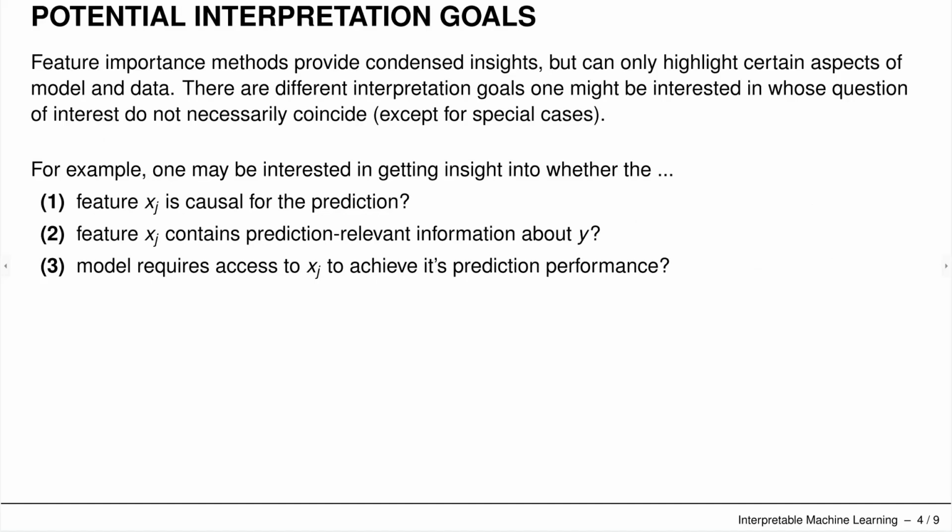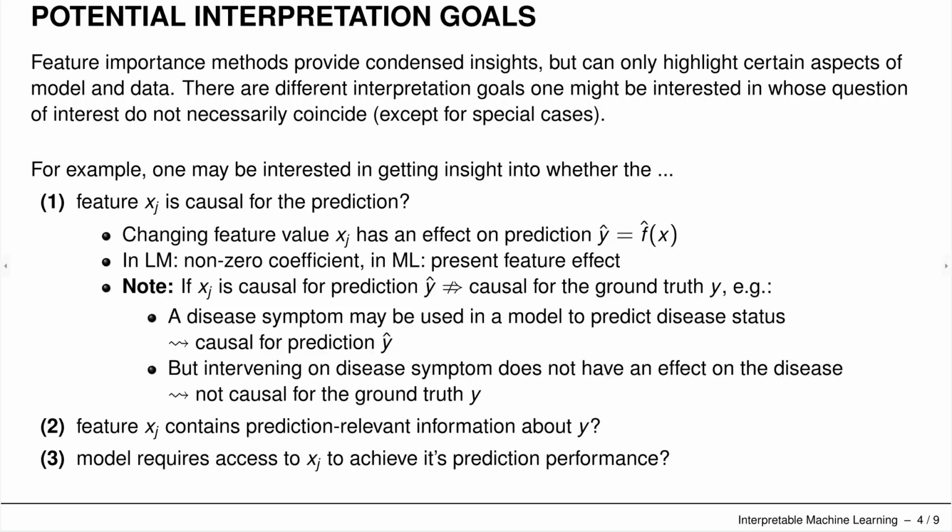So in more detail, we'll talk about 3 different interpretation goals. The first one: is the feature xj causal for the prediction? The second: does the feature contain prediction-relevant information about y, the true target? Or third: does the model require access to xj to achieve its prediction performance? So let's start with the first one.